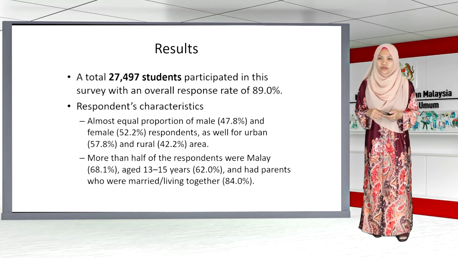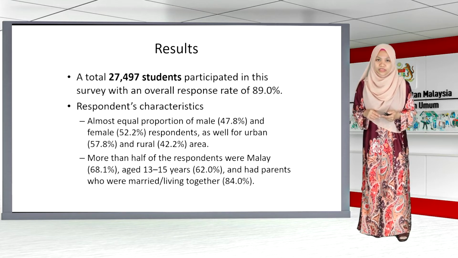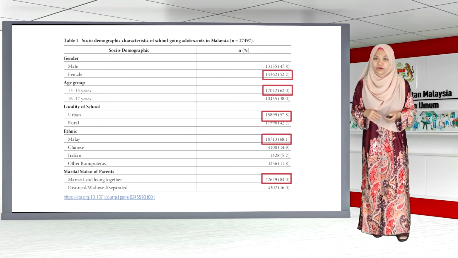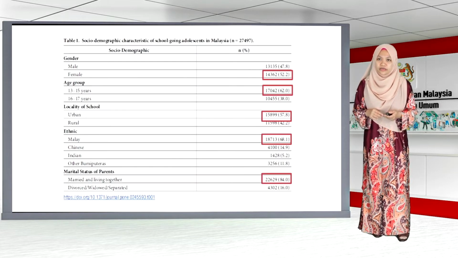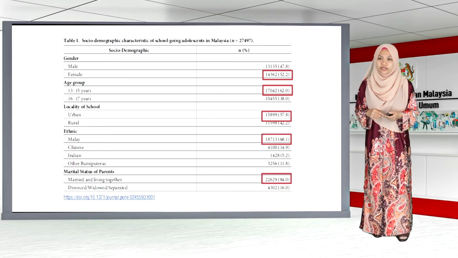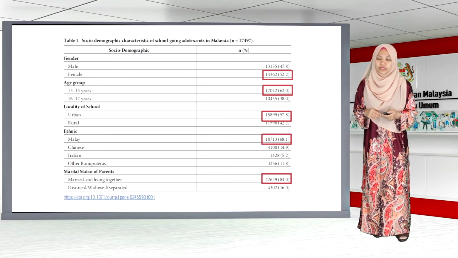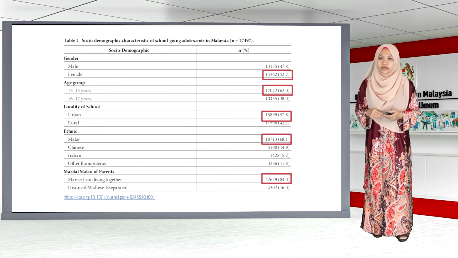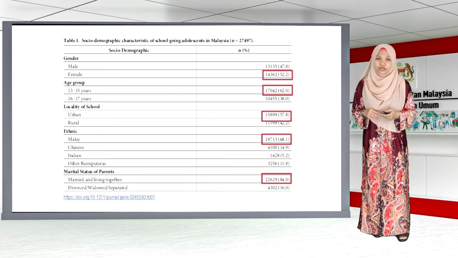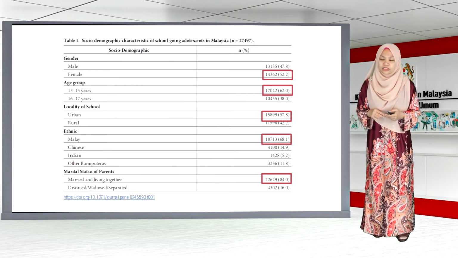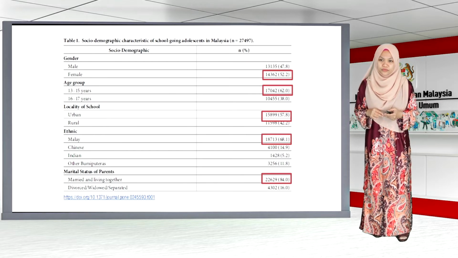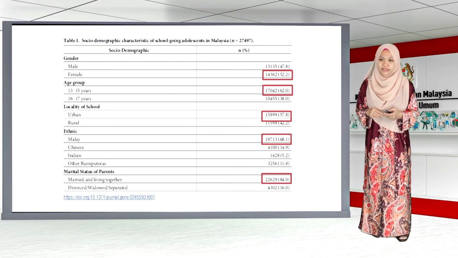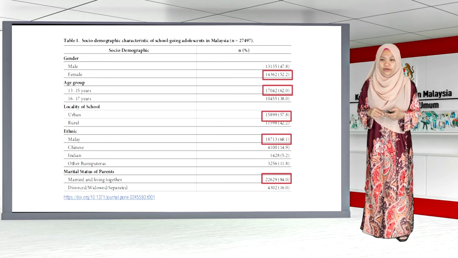For the results, about 27,000 students participated in this survey. The characteristics of respondents were almost equal between genders, male and female, and between schools, urban and rural. But the age group was higher among 15-year-olds, among Malay ethnicity, and those living with married parents.